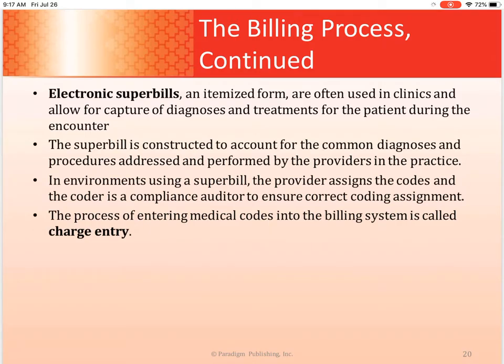A superbill typically consists of provider information, patient demographic and insurance information, and details regarding the visit, such as the diagnosis and procedure codes. The process of entering medical codes into the billing system is called charge entry. Staff members can enter charges they are responsible for or that the provider missed during the electronic superbill entry via the Add Charges button. So I'm going to let you continue reading on through there.